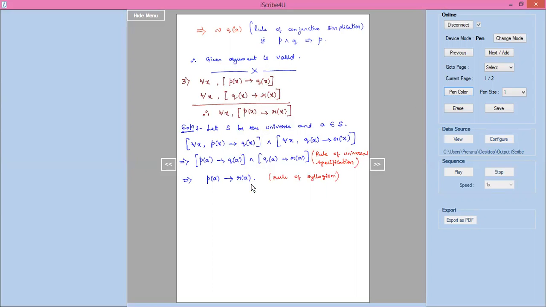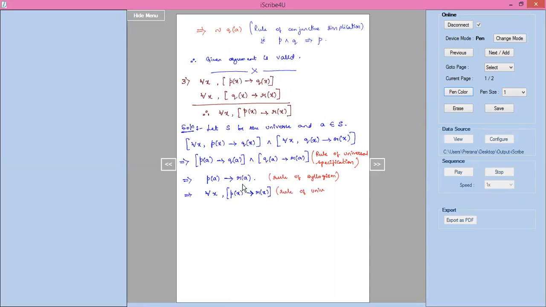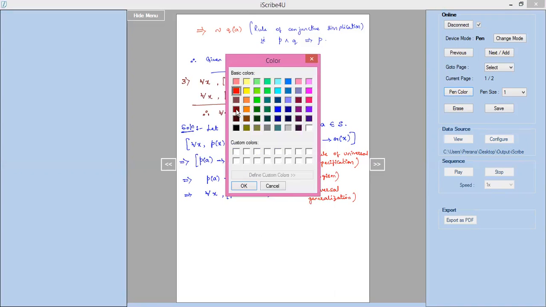Now this can be rewritten as for every x, P of x conditional R of x. This is from the rule of universal generalization. We recall the rule of universal generalization: if for any element A, P of A conditional R of A is applicable, then we can generalize it and write it for every x, P of x conditional R of x. So this is by the rule of universal generalization. We have arrived at the required conclusion, that is for every x, P of x conditional R of x. So we can conclude the given argument is valid.